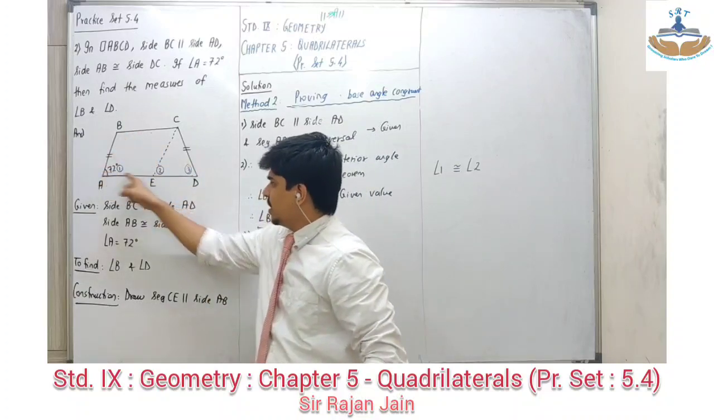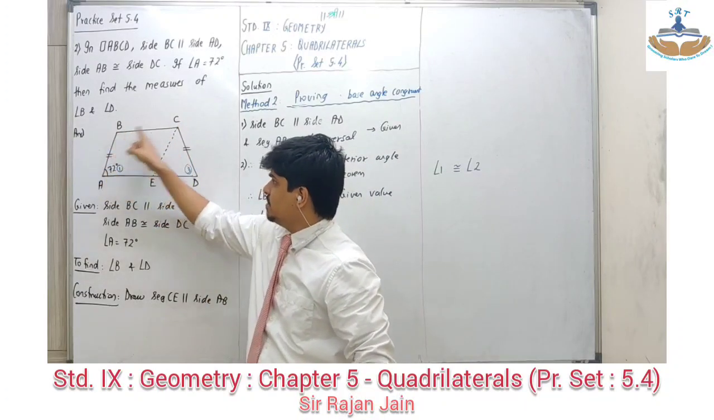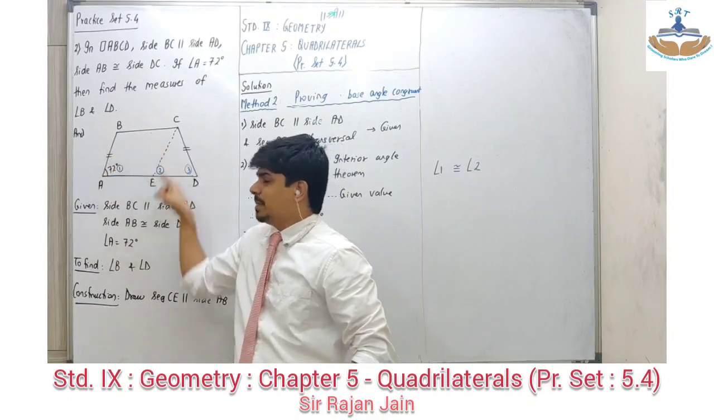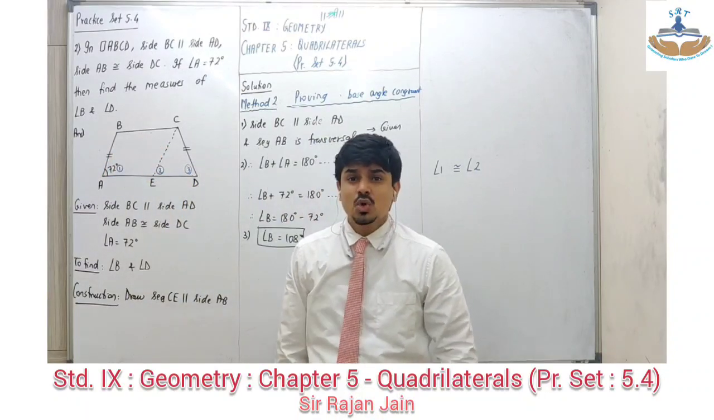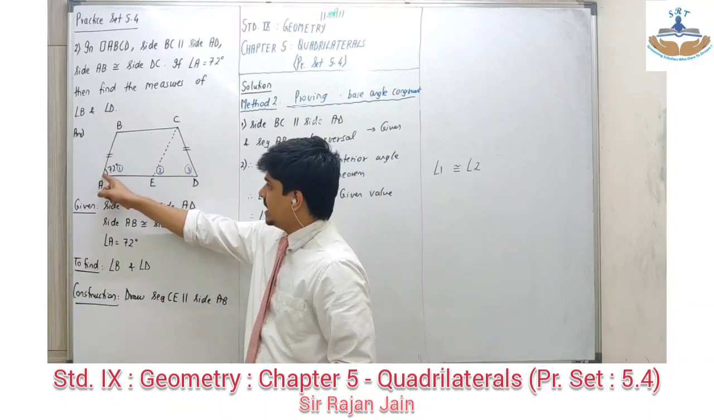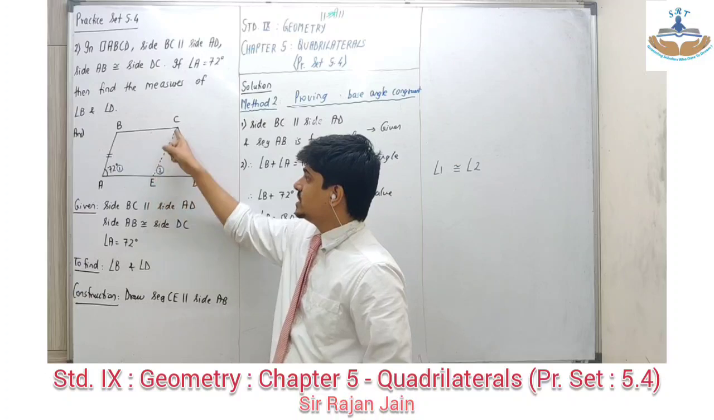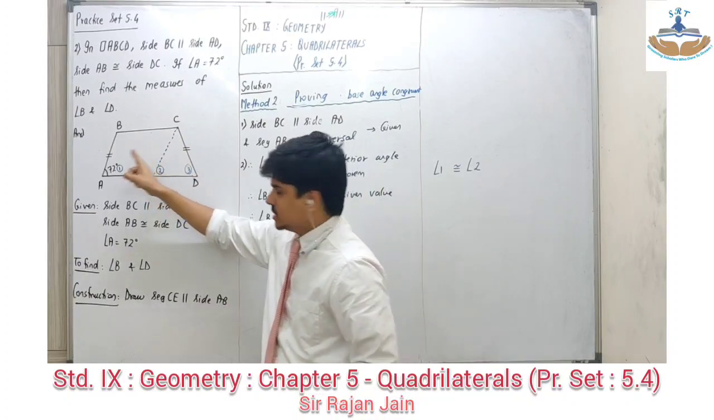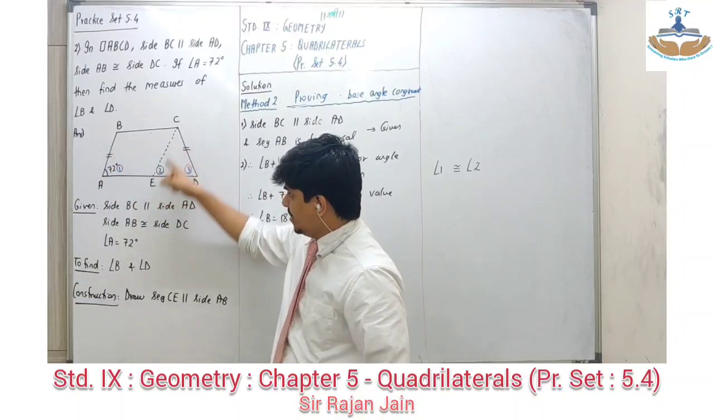So if I focus on this quadrilateral ABCE, this is parallel to this, this is parallel to this, both the pairs of opposite sides are parallel, so the quadrilateral becomes a parallelogram. If it is a parallelogram, can I say AB has to be congruent to CE? Because opposite sides of a parallelogram are congruent, so AB congruent to CE.